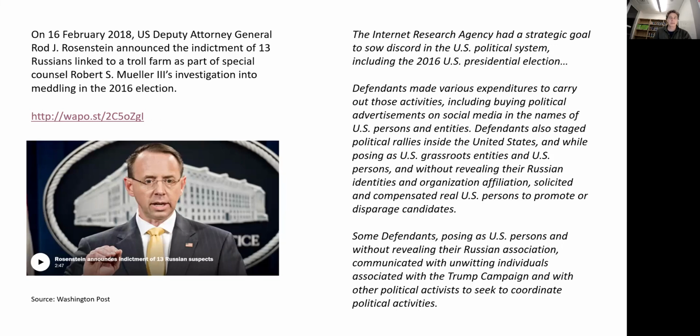Right, back to our presentation. So you can see here in Rosenstein's announcement, I guess, the kind of infrastructure behind what the Internet Research Agency was doing, and the extent to which they were engaged in disrupting American political discourse, not only online but in the so-called real world as well, in the sense that they were setting up demonstrations and protests and pitting different groups against one another, quite successfully.